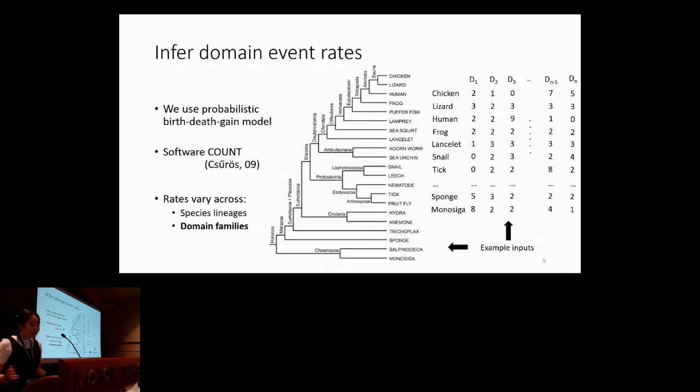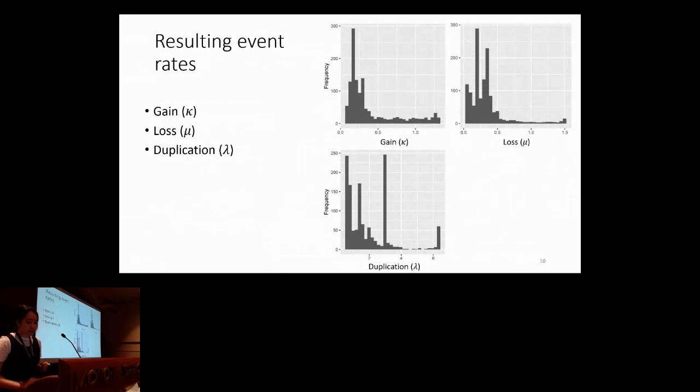Here we infer the domain family event rates using a probabilistic birth-death-innovation model implemented in the software Count. Given a species tree and the domain family abundance in present-day species as the inputs, this model infers the rate parameters that best explain family sizes in present-day species using maximum likelihood estimation. In this model, the rates were allowed to vary across both species lineages and domain families. Here, we will focus on family-specific rates only. On the right-hand side, we show the overall distribution of inferred domain family gain, loss, and duplication rates. Those are the rates we will use in subsequent analysis.